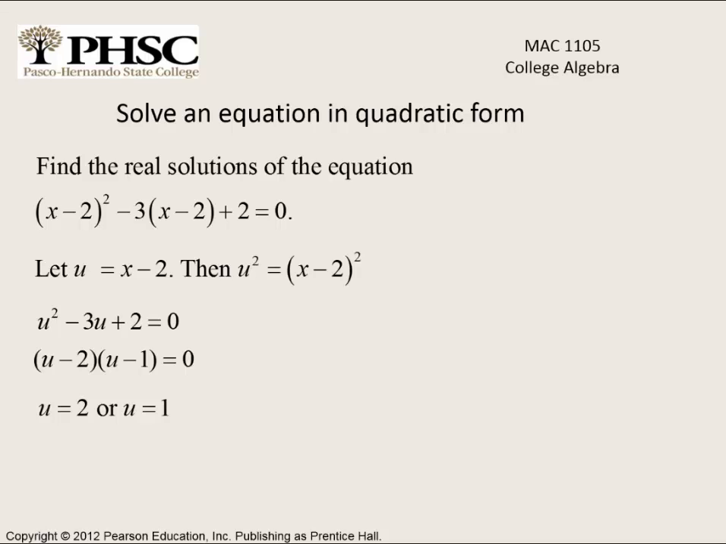Now remember that at the beginning we let u = x - 2. So now we can substitute again. We end up with x - 2 = 2 or x - 2 = 1. We solve each one. So we get x = 4 or x = 3.